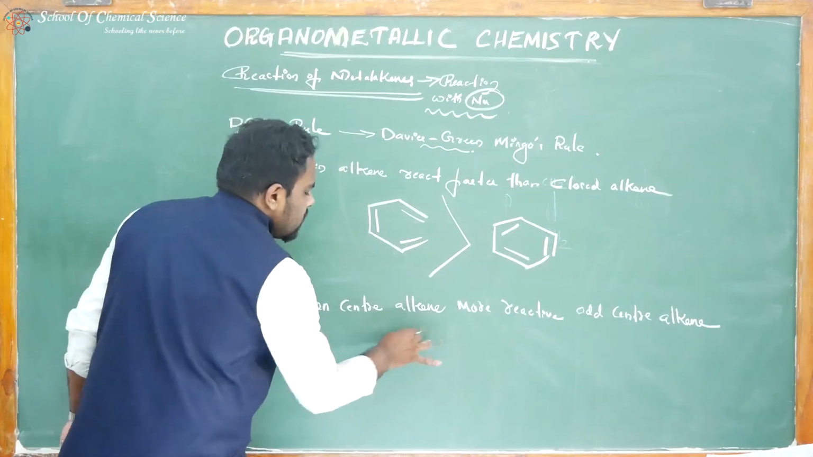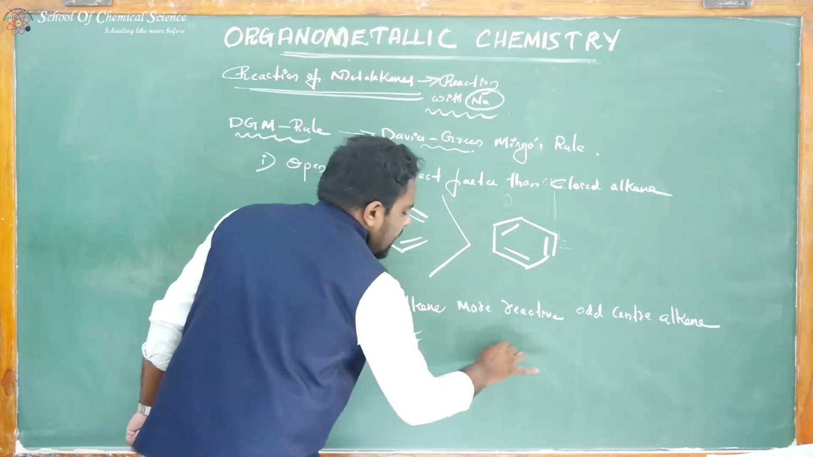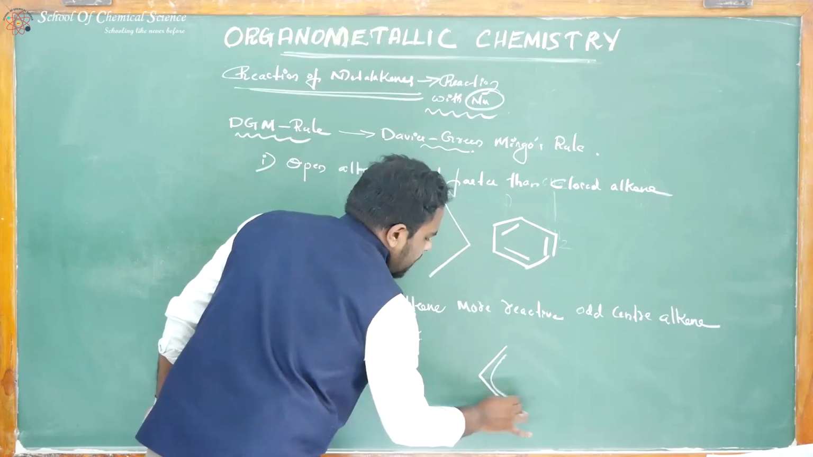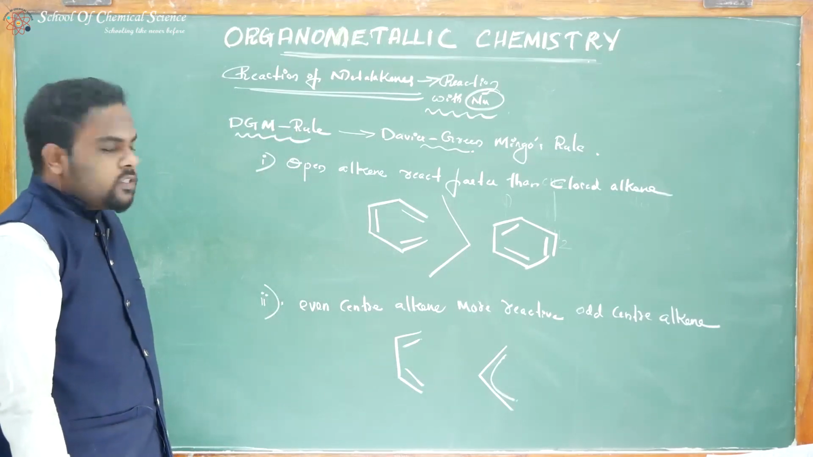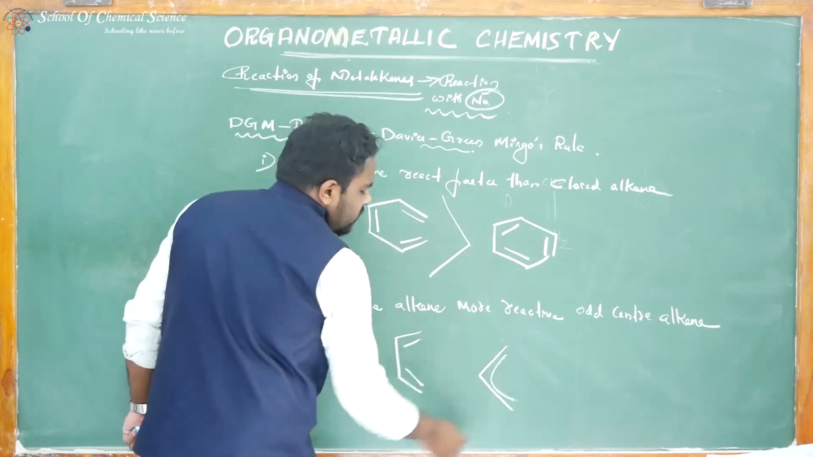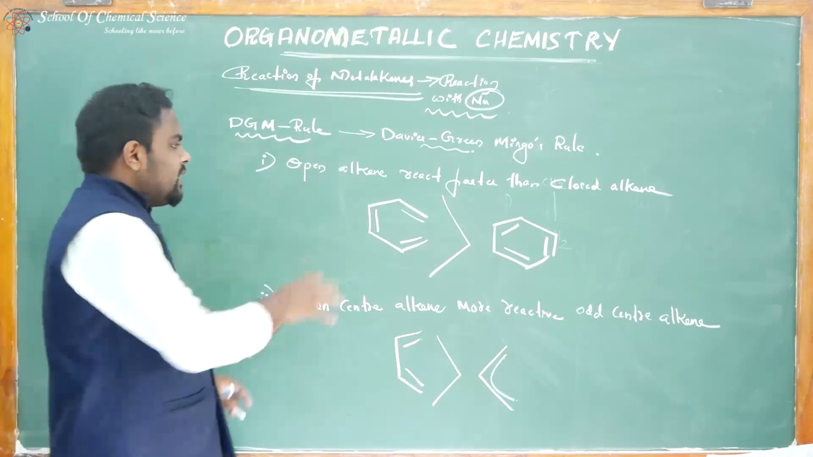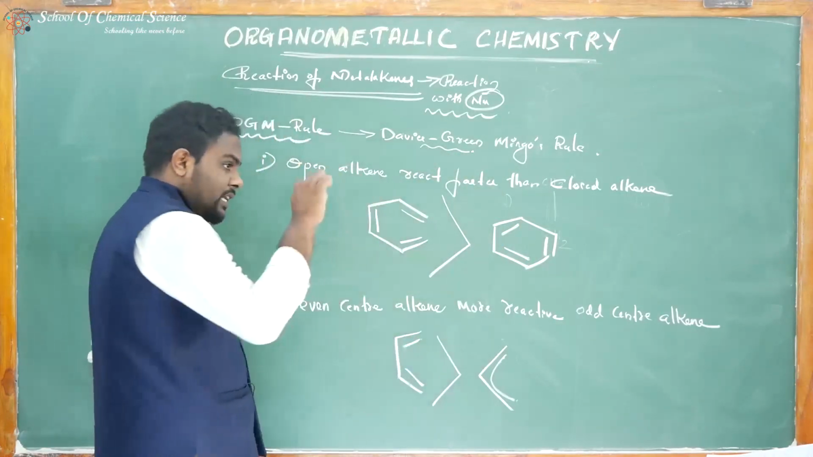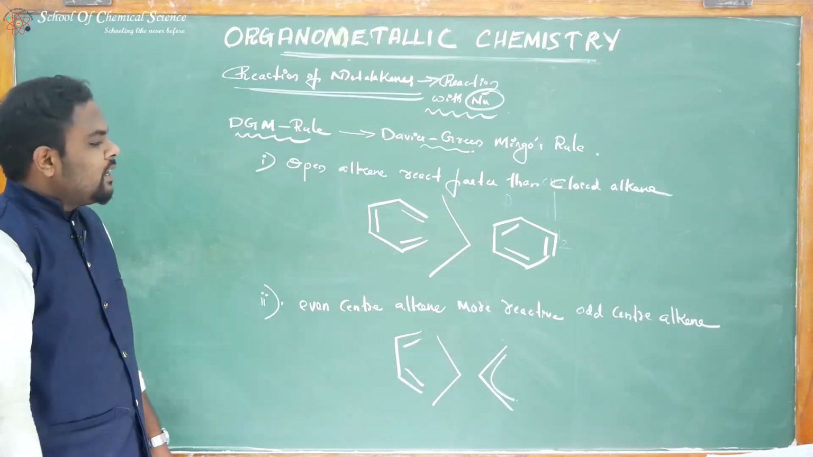For example, take 1,3-butadiene and the cyclopropyl anion. Which one is more reactive? This is even center, with 1, 2, 3, 4 carbons. Here there are only 1, 2, 3 carbons. Definitely even center is more reactive. So in general, open is more reactive than closed. These two are open. In the case of open, an even center alkene is more reactive than an odd center alkene.